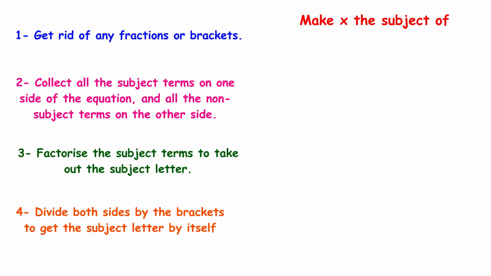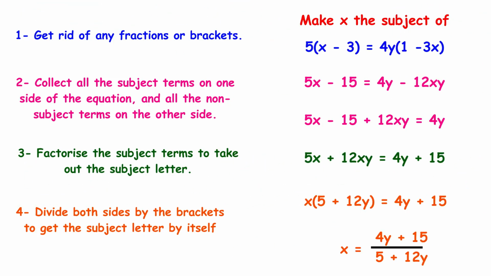So for this question, which doesn't have any fractions, we just need to get rid of the brackets by expanding them both out on the left. That gives us 5 times x, which is 5x, and 5 times minus 3, which is minus 15. Then on the right we do 4y times 1 to get 4y, and 4y times minus 3x to get minus 12xy. So if we look at our equation, we now have 4 different terms, and they're all being added and subtracted from each other with no brackets or fractions.